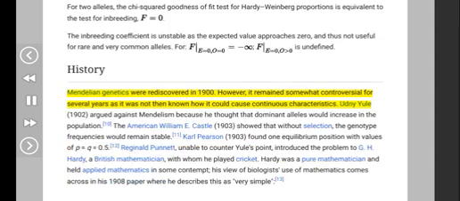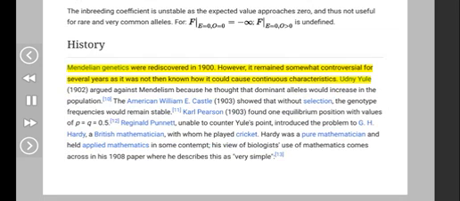History. Mendelian genetics were rediscovered in 1900. However, it remained somewhat controversial for several years as it was not then known how it could cause continuous characteristics. Yule 1902 argued against Mendelism because he thought that dominant alleles would increase in the population. And William E. Castle 1903 showed that without selection, the genotype frequencies would remain stable. Karl Pearson 1903 found one equilibrium position with values of P equals Q equals 0.5. Punnett, unable to counter Yule's point, introduced the problem to G. H. Hardy, a British mathematician, with whom he played cricket.